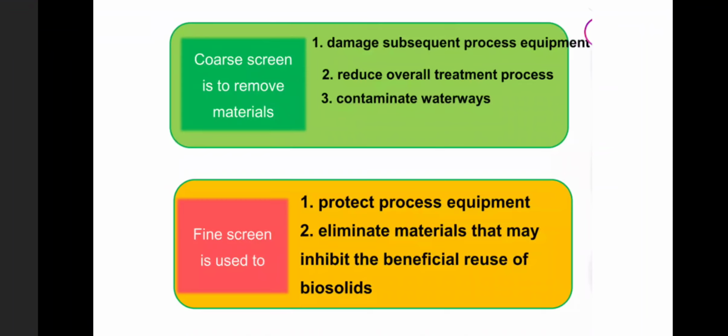First of all, the core screen. Why do we need to remove the core screen materials? It is essential to remove them to protect the subsequent process equipment, that means treatment equipment, from damage. Otherwise it would reduce the overall treatment process and also contaminate waterways. The fine screen is used to protect the processing equipment and eliminate materials that may inhibit the beneficial use of biosolids. From these fine screens, a lot of sludge is generated, which is treated as biosludge and can be further used as manure.